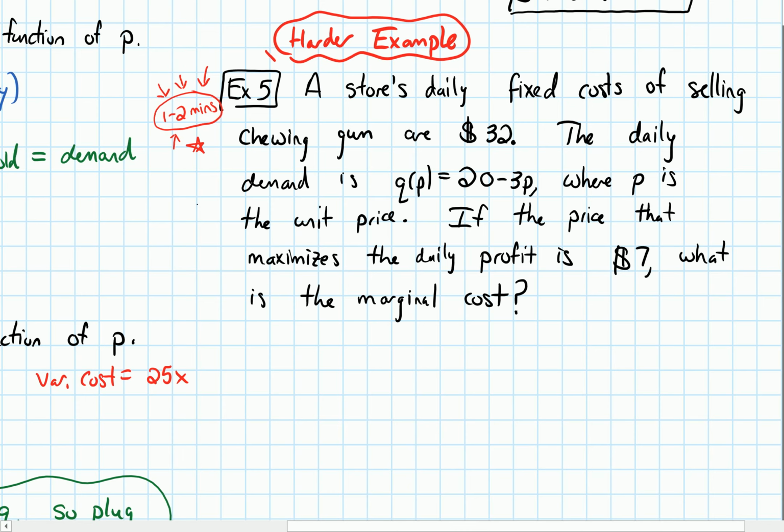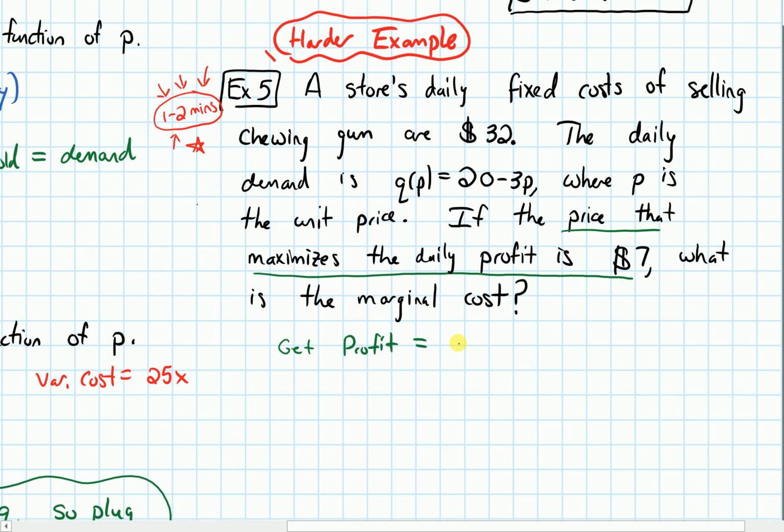So the question is asking, what is the marginal cost? So somehow we're going to need to get that. But in that same sentence, it tells us a key piece of info, which is that the price that maximizes the daily profit is $7. So it tells us this key information about the profit and the price that maximizes the profit. So because of that, we will probably need to get the profit.